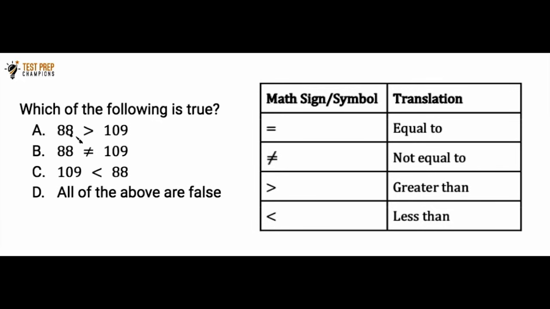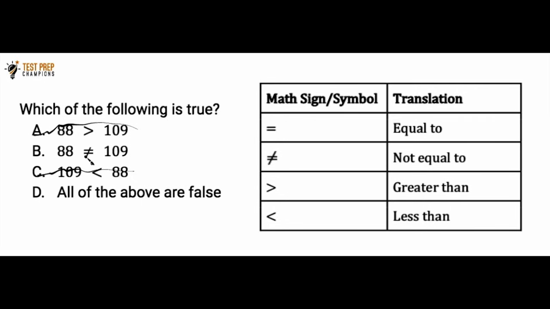Basically, if I read A out loud, if I translate the symbols to math words, this would say 88 is greater than 109, which is false. That is not true. C would read as 109 is less than 88, and 109 is bigger than 88, so C is wrong.